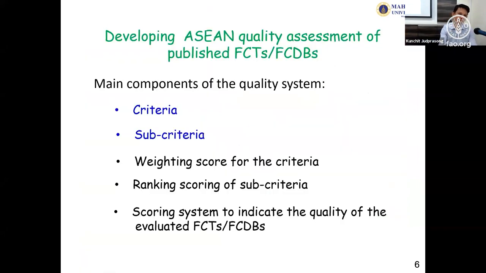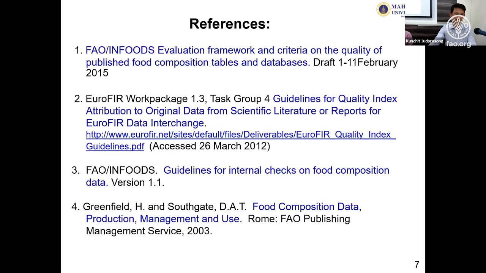Okay, for developing the ASEAN quality assessment of the published food composition database, the roundtable discussion emphasized the main components of the quality system. They are composed of the criteria, sub-criteria, rating score for the criteria, ranking score for the sub-criteria, and also the scoring system to indicate the quality of the evaluated food composition database. All the references that we used during the roundtable discussion, starting from the framework, as we mentioned several times, and the guidelines from EuroFIR, from the FAO, and also from the INFOODS Southgate book, I think the community of food composition, we know about this.